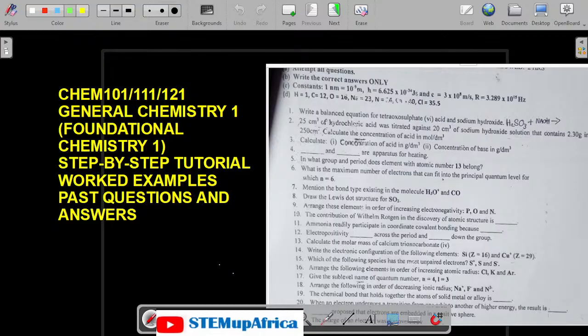So calculate the molar mass of calcium trioxocarbonate(IV). The first thing I will do is to write the chemical formula of calcium trioxocarbonate(IV). So how do I write it? Without writing the formula correctly, I cannot determine the molar mass of calcium trioxocarbonate(IV).